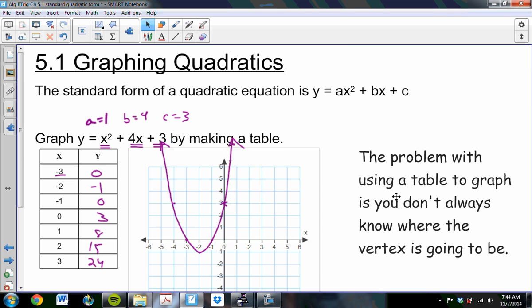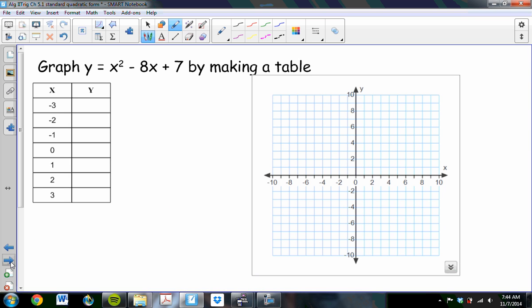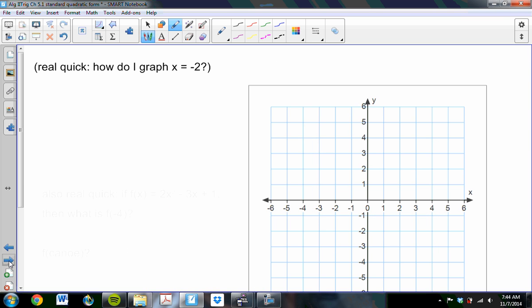The problem with using a table to graph is you don't always know where the vertex is going to be. So plugging in numbers from -3 to 3 like this is pretty rarely the best strategy. It can sometimes work if you're in a jam, where you can tell it's going to be around that area. But generally, you don't want to just plug in -3 to 3. So I'm actually going to skip this one and ask two quick questions before we move on.